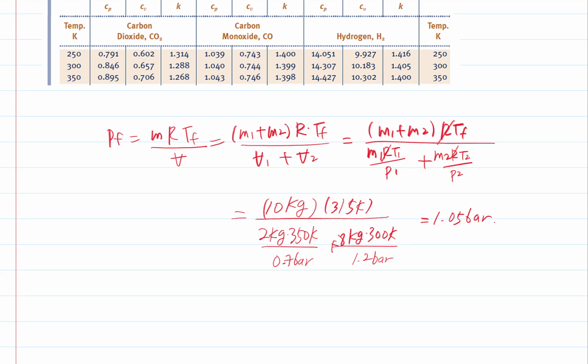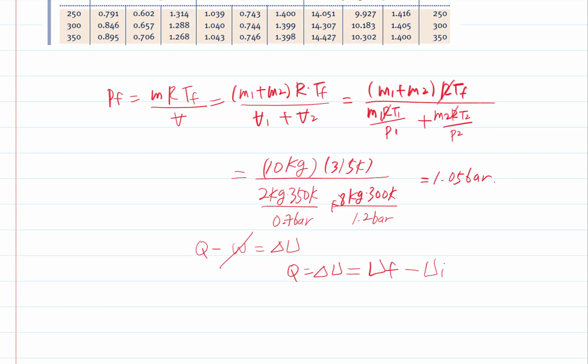We also need to determine the heat transfer for the process. So apply the energy balance equation: Q minus W equals delta U. There's no work associated with the process, so W cancels out, and Q equals delta U, the internal energy change between the initial and the final state.